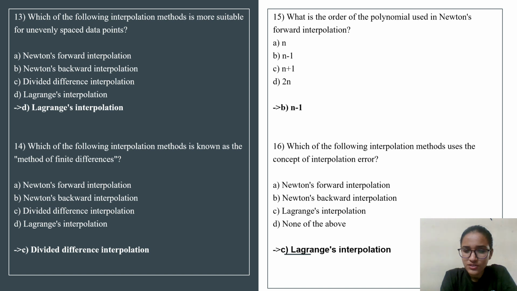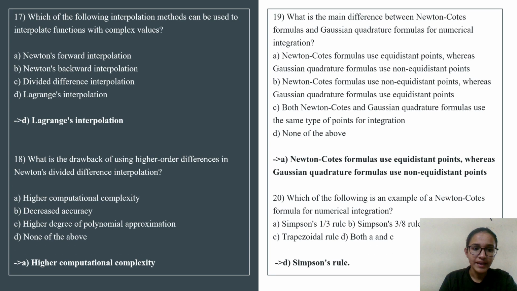Question number 16 is, which of the following interpolation methods uses the concept of interpolation error? It's Lagrange's interpolation. Next question, which of the following interpolation methods can be used to interpolate functions with complex values? The best interpolation method is Lagrange's interpolation technique. So the correct answer for question number 17 will be D, that is Lagrange's interpolation.